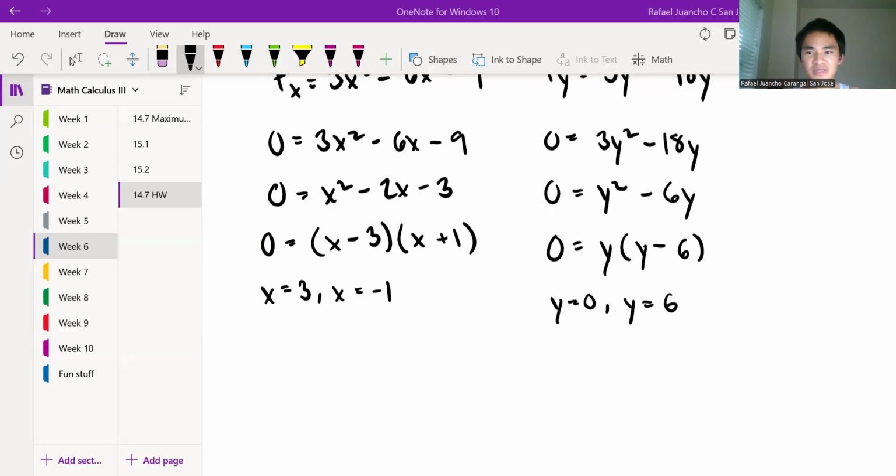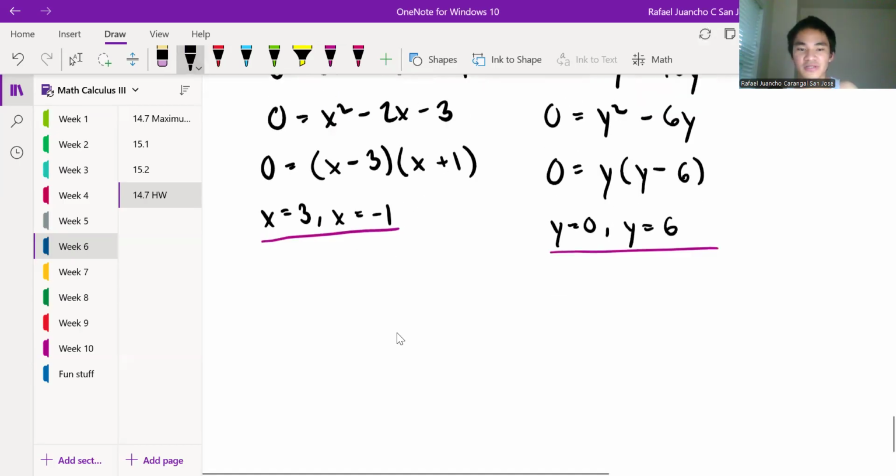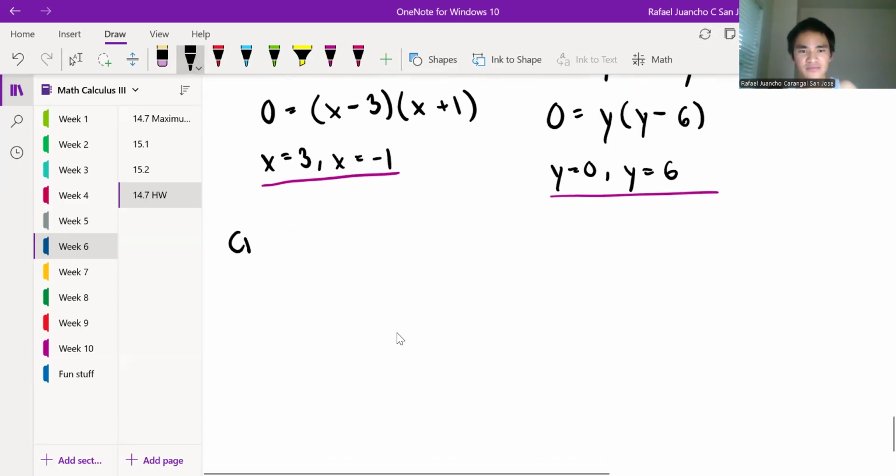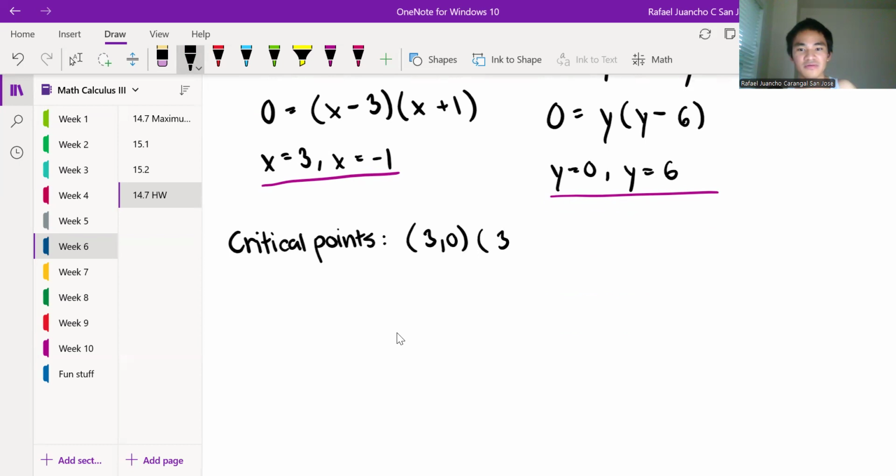Yeah, so for my x, we have 3, negative 1. Oh, shoot, it's all of them. So it's all of the combinations of these things, right? All combinations. So I'm going to say my critical points are actually a couple of them. So we have (3, 0), (3, 6), (negative 1, 0), (negative 1, 6). Great. Then from there, I use my second derivative test.